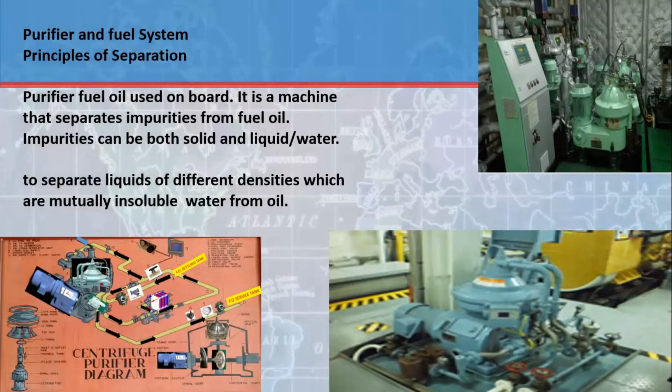In this video, we will learn about the purifier and fuel oil system, as well as its principles in separation. The fuel oil purifier is used on board. It is a machine that separates impurities from the fuel oil. The impurities can be solid, liquid, or water. It separates liquids of different densities which are mutually insoluble, such as water from the oil.